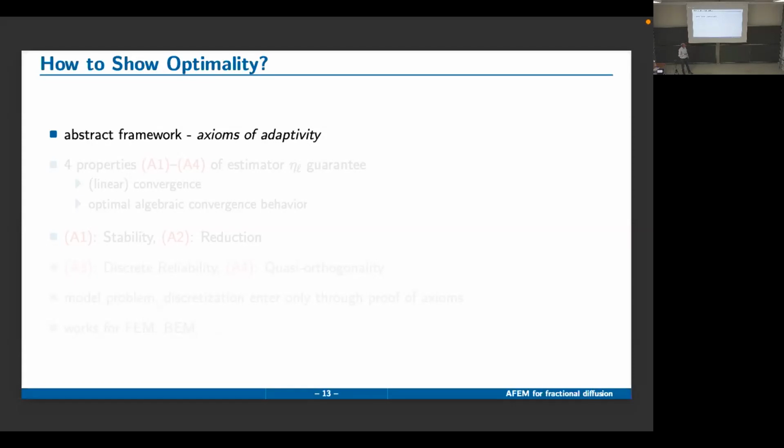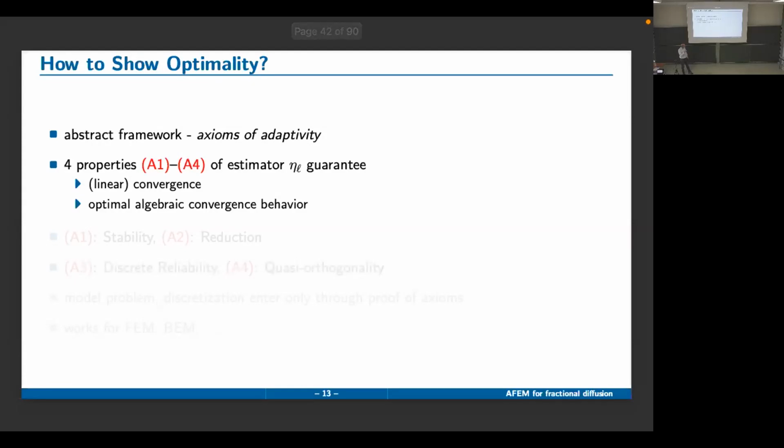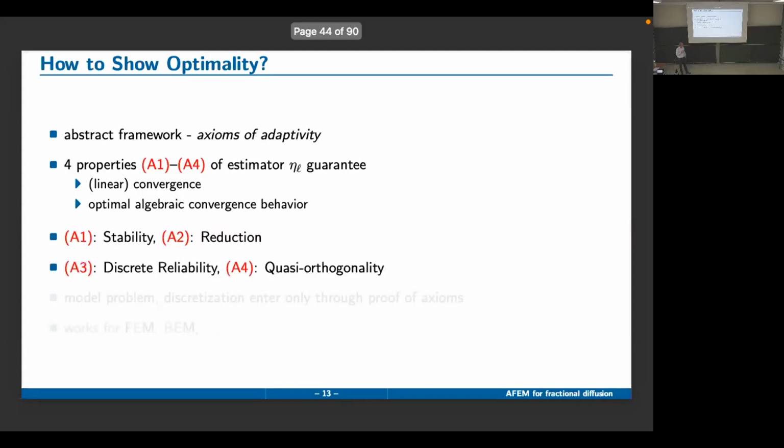Okay, so what do you have to do? 4 properties of the error indicator guarantee the linear convergence and the optimal algebraic behavior. So just a statement: A1 is called stability, A2 is called reduction, A3 is called discrete reliability, A4 quasi-orthogonality. I will come to the details.